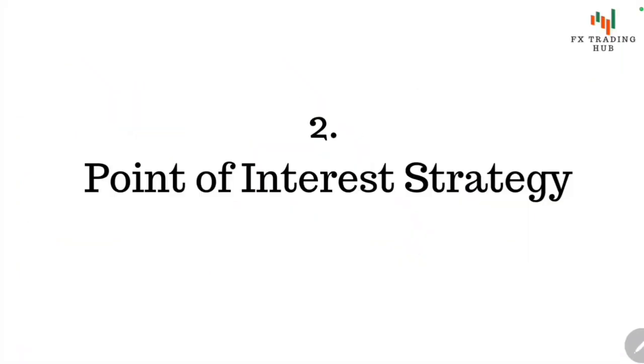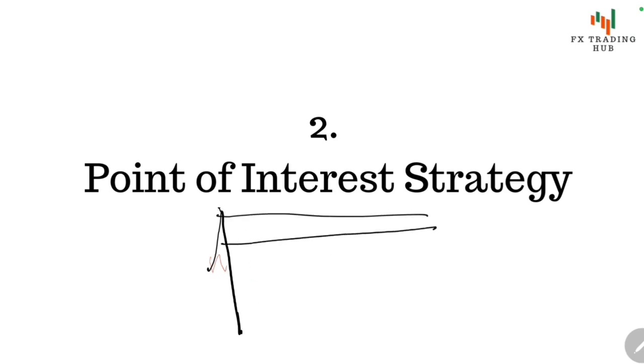So now the second strategy is the point of interest strategy. It's also one of the lovely strategies to trade the high impact news release. And what does this strategy involve? You need to identify your zones, your demand zones, your supply zones just before the news is released. Probably the market is around this point. You have your zone here, okay, and the market is around this point. Okay, so this is your supply zone.